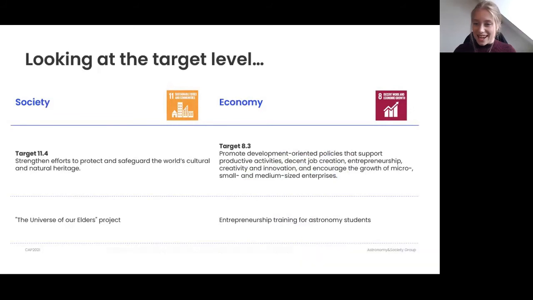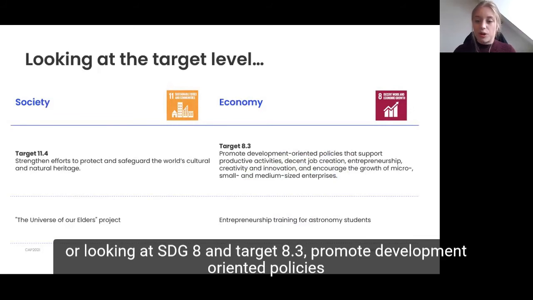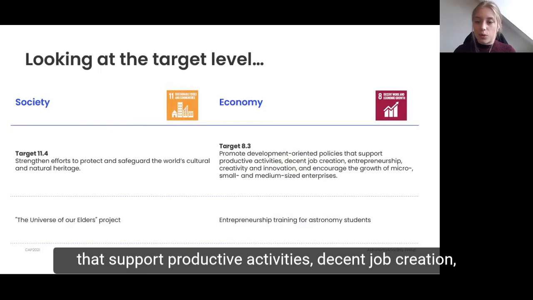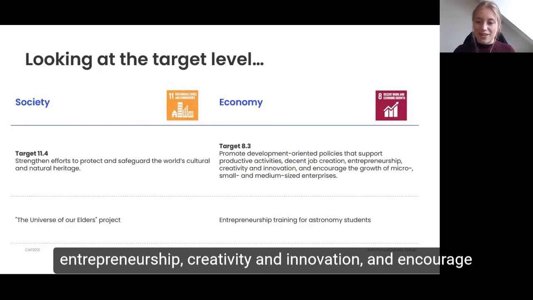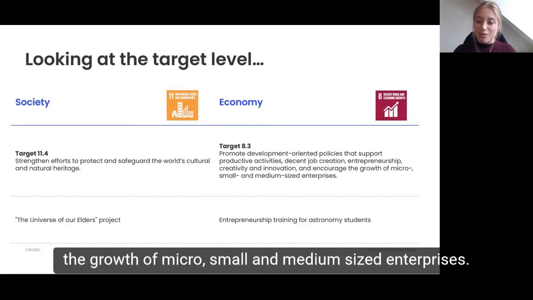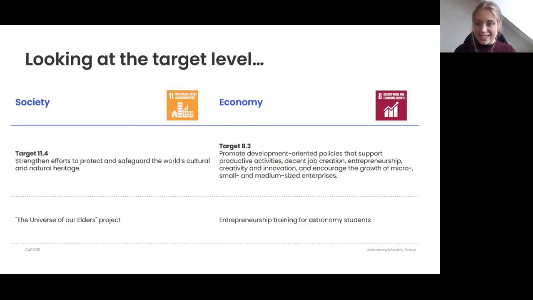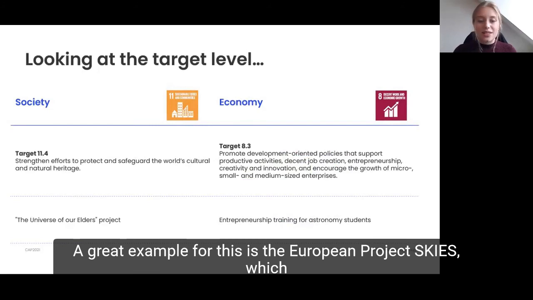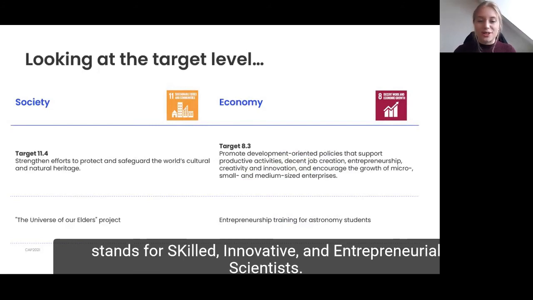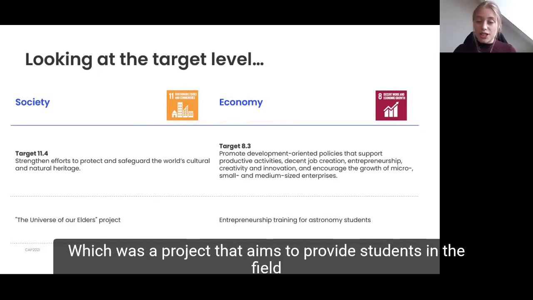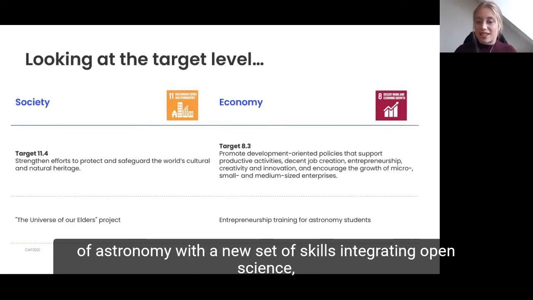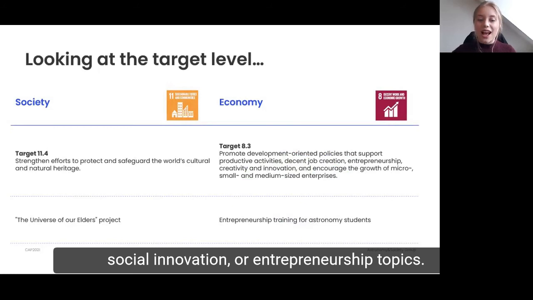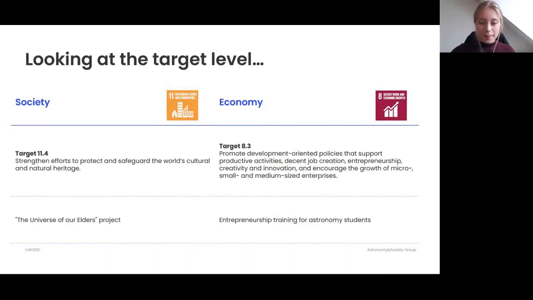Or looking at SDG 8 and target 8.3, promote development-oriented policies that support productive activities, decent job creation, entrepreneurship, creativity, and innovation, and encourage the growth of micro, small, and medium-sized enterprises. A great example for this was the European project SKIES, which stands for Skilled, Innovative, and Entrepreneurial Scientists. It was a project that aims to provide students in the field of astronomy with a new set of skills integrating open science, social innovation, and entrepreneurship topics.